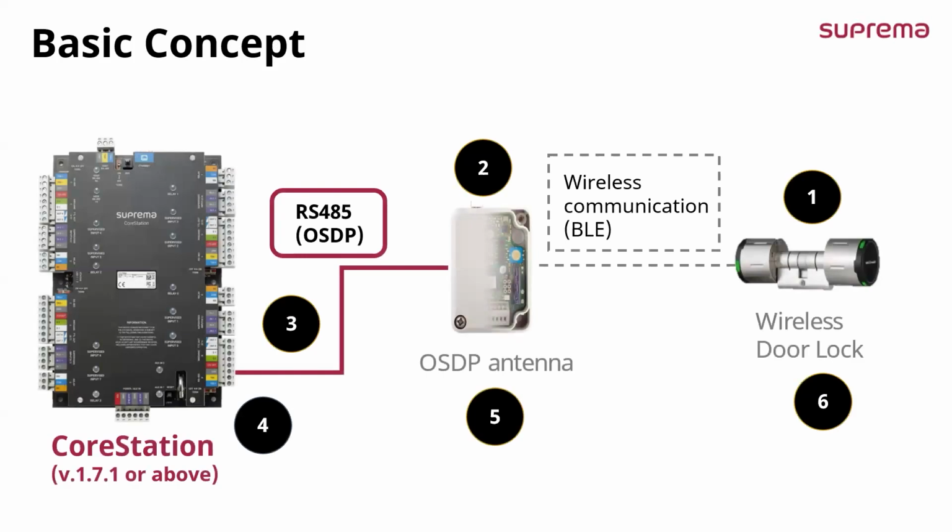Configuration is as follows. You can see the sequence for data processing when using a wireless door lock. First, users scan the enrolled card on the wireless door lock. Second, the wireless door lock sends the card data to the OSDP antenna via wireless communication. Third, the OSDP antenna sends the card data to the CoreStation via OSDP.